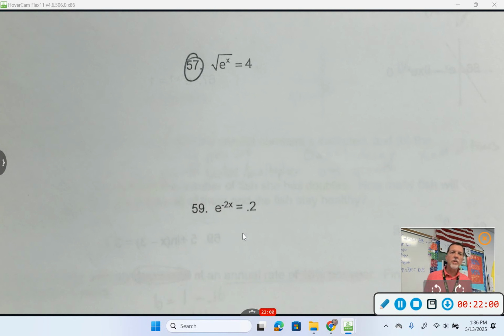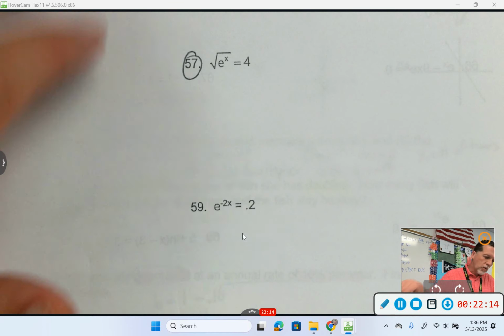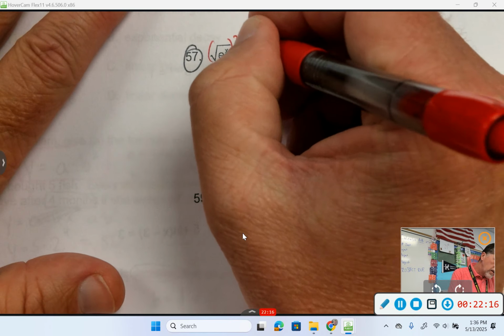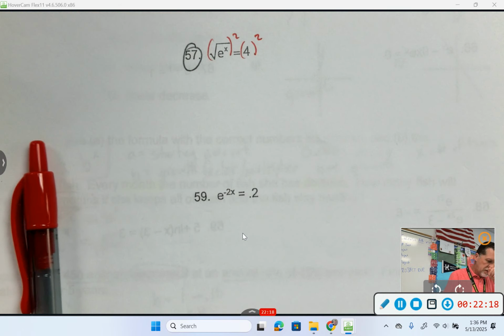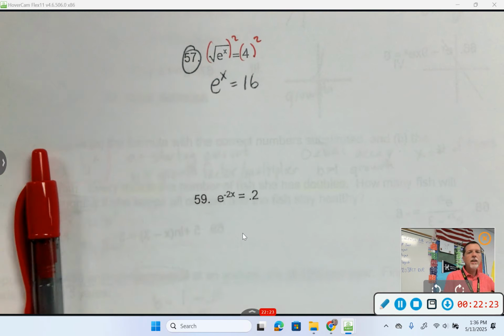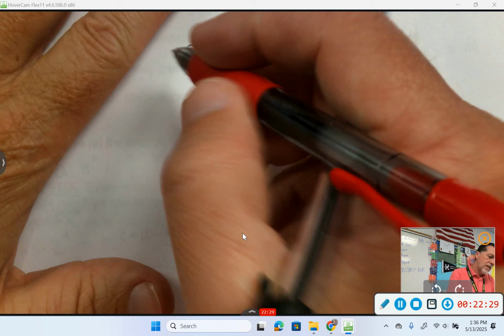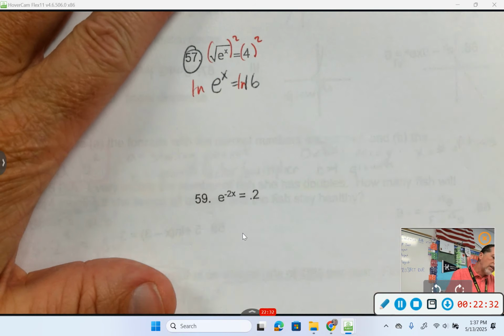Well, that looks kind of weird. Square root of e to the x equals 4. What do you want to do first on that one? Square both sides. That'll undo the square root. So e to the x equals 16. What's that? You can natural log both sides. And the natural log of e is 1.